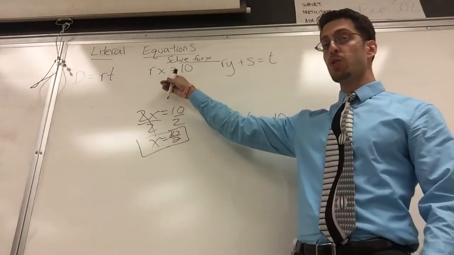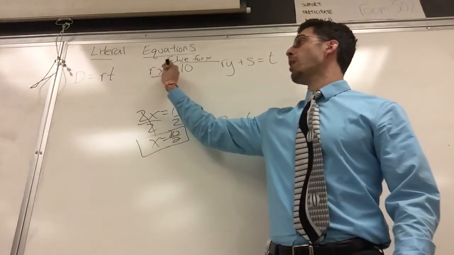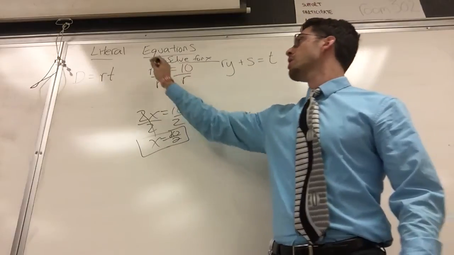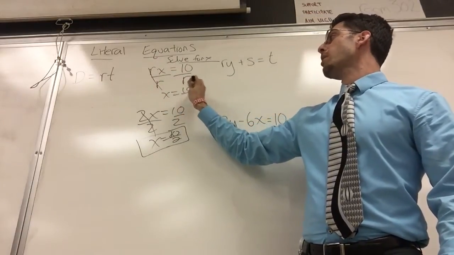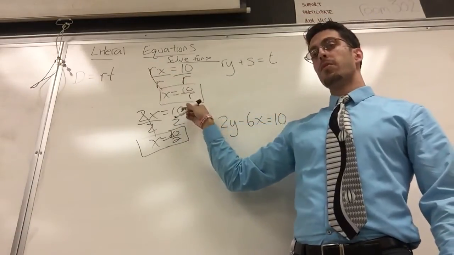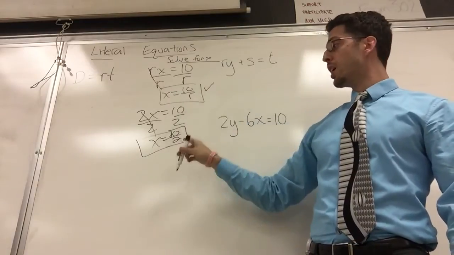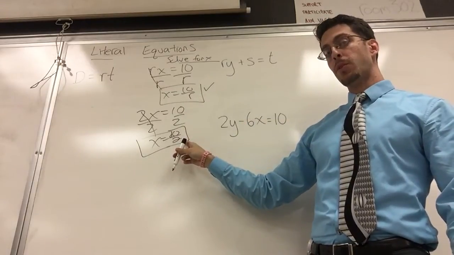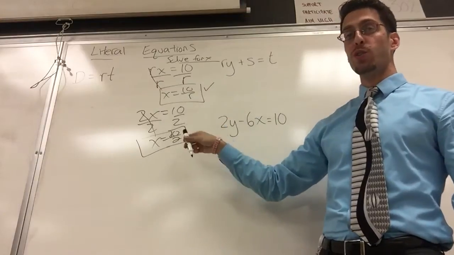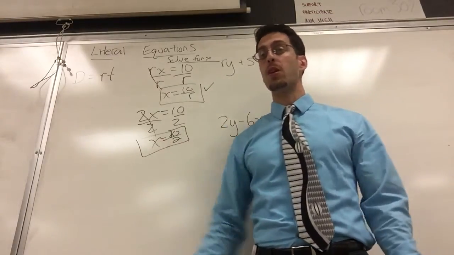So do what you would do if you knew what to do. I'm going to divide by the coefficient, and x equals 10 divided by r. This time I don't know what r is, I can't simplify further, so I have to stop there. Here you don't have to stop there. Okay? Do what you would do if you knew what to do.